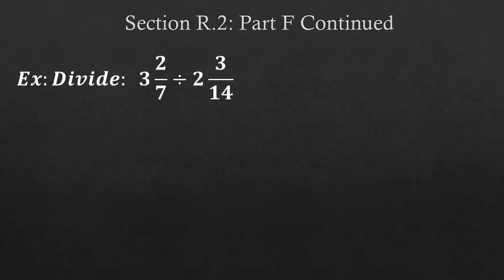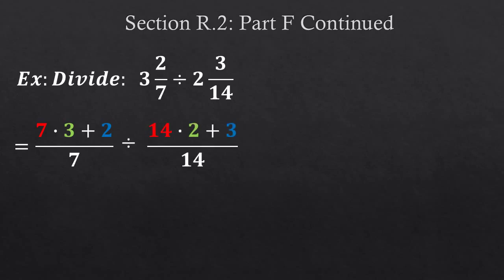Divide 3 and 2 over 7 by 2 and 3 over 14. We will turn the mixed numbers into improper fractions. So we'll say 7 times 3 plus 2 and 14 times 2 plus 3 and get the new improper fractions of 23 over 7 divided by 31 over 14.